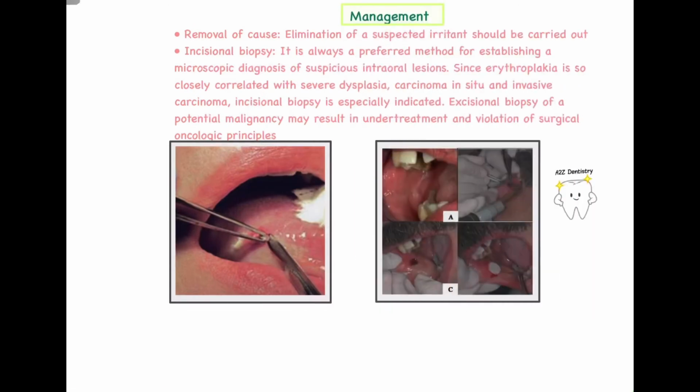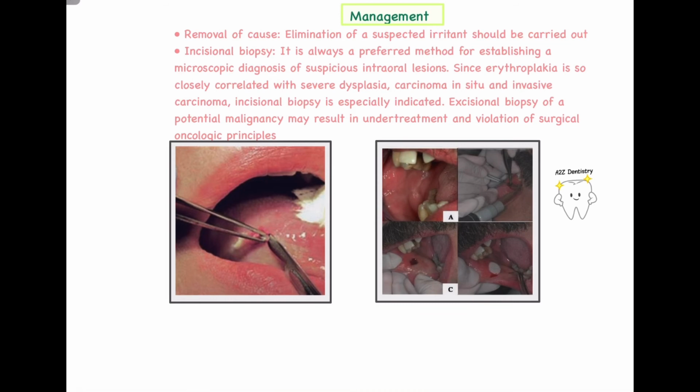Moving on towards the management or the treatment part. So first would definitely be removal of the cause, because without removing the cause we cannot expect any kind of improvement of the patient. First of all, we'll have to counsel the patient regarding the ill effects of consumption of tobacco, may it be smoking or alcohol consumption. So patient counseling is very important. We will ask the patient to strictly stop consumption of such products. Now by this we are eliminating the specific irritant, right?